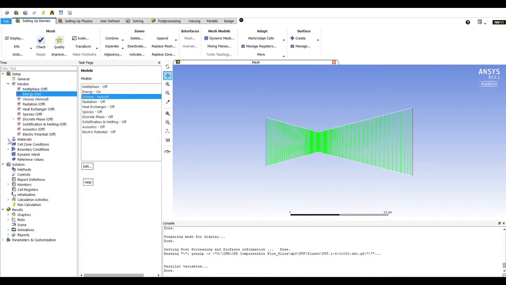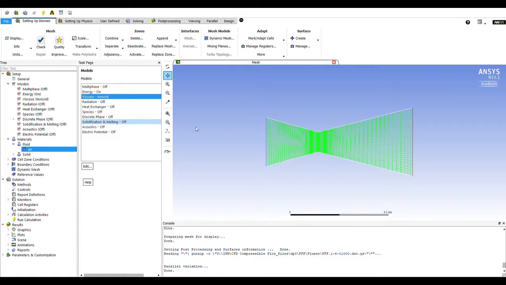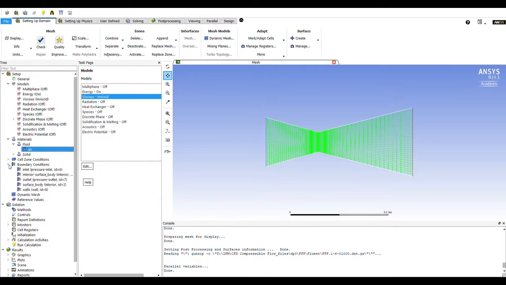The next step was to go to materials, and I had to change my air to an ideal gas. Moving on to the next part would be the boundary conditions.